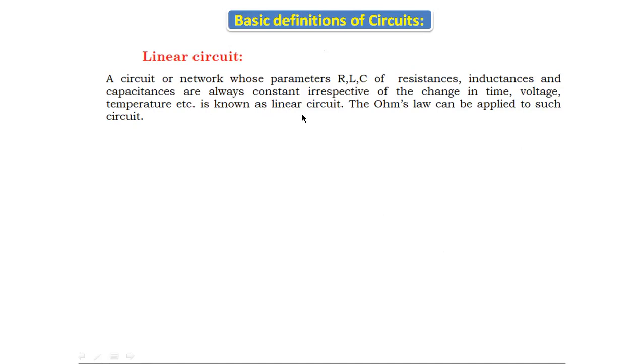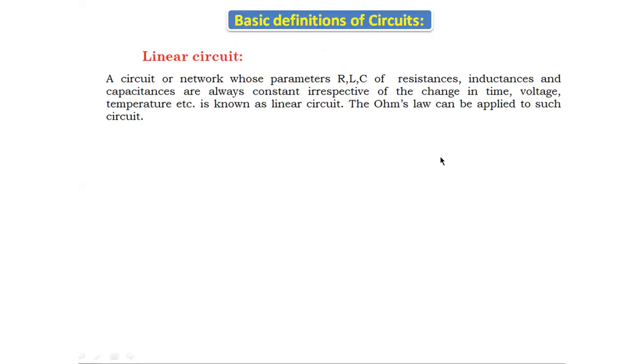Okay, so if you see the resistor, inductor and capacitor, the values will not change even if you change the temperature, or the time, or the voltage, or any parameter. You can change anything, but there is no change in the parameter. The characteristics of the resistor, inductor and capacitor will not change, so they are called linear elements. The parameters of all these elements are constant if you change time, temperature and voltage. That's why these are all called linear elements.